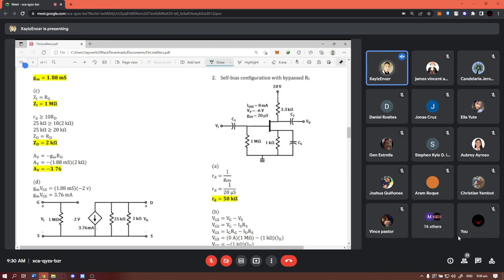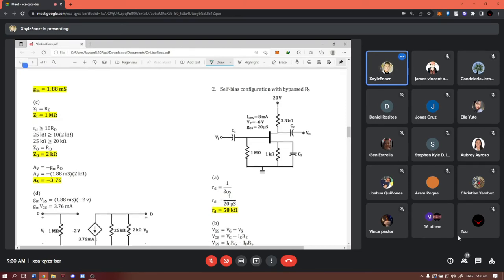So try natin. Pag pinarallel ba natin si 25 kilo ohms parallel with 2 kilo ohms, ano yung magiging resulta? Tingnan nyo nga kung almost equal siya kay 2 kilo ohms din. So tingnan natin yung exact value nito. So paki-compute nga. So i-prove nga natin yung theorem sa parallel resistance na kung sobrang laki ng isang resistance, yung equivalent resistance will be almost equal sa mas maliit na resistance. Tingnan nyo, ano yung magiging value nito.